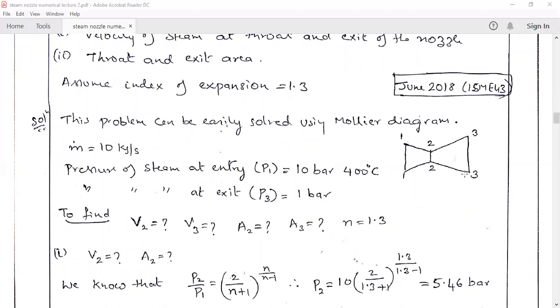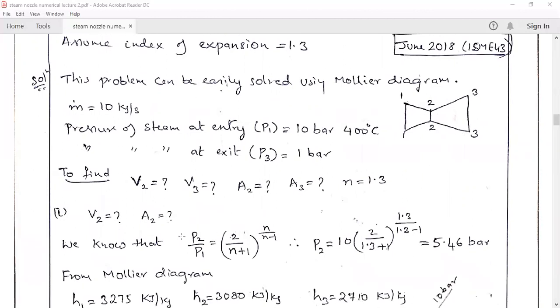So the first thing you need to do is find the pressure at the throat. How do you find it? You need to find it using the critical pressure ratio. So P2 will be equal to P1 into (2 by n plus 1) power n by n minus 1. The n value is 1.3 since it is superheated, and the P1 value is given as 10 bar. So get the value of P2.